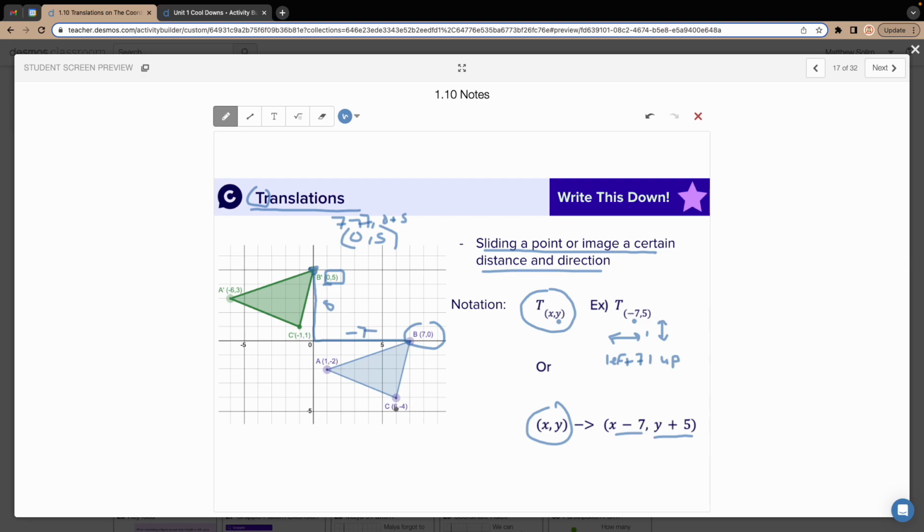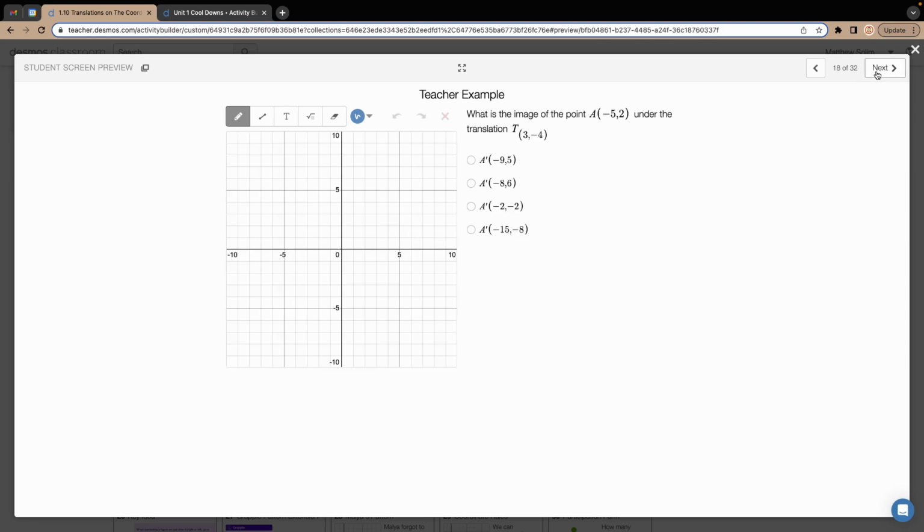So I could take 6 minus 7 is negative 1. And then negative 4 plus 5 would be positive 1. So yeah, this one ends up at 1, 1. Or you could count left 7, up 5. So there's really two ways to do it.